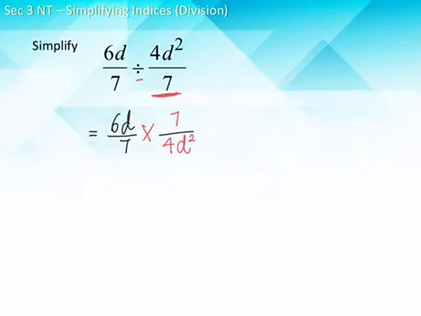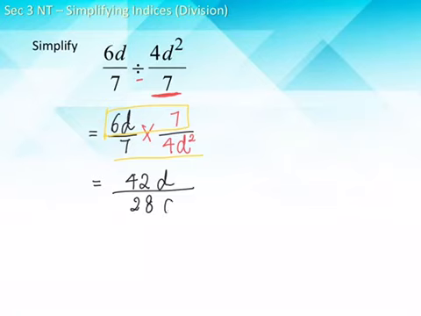Now let us simplify these. We will take the numerator, multiply with the numerator, and the denominator with the denominator. So that will give me 6d times 7, 42d. Then for the denominator, we'll get 7 times 4d squared, which is 28d squared.